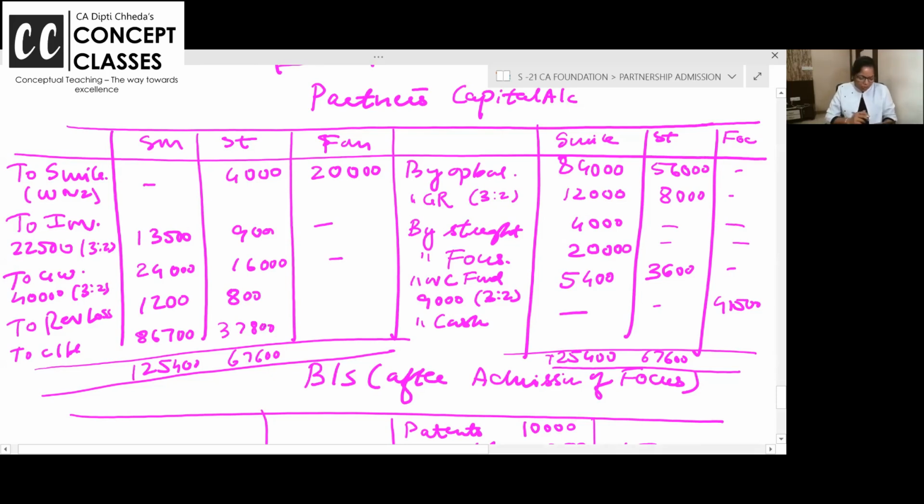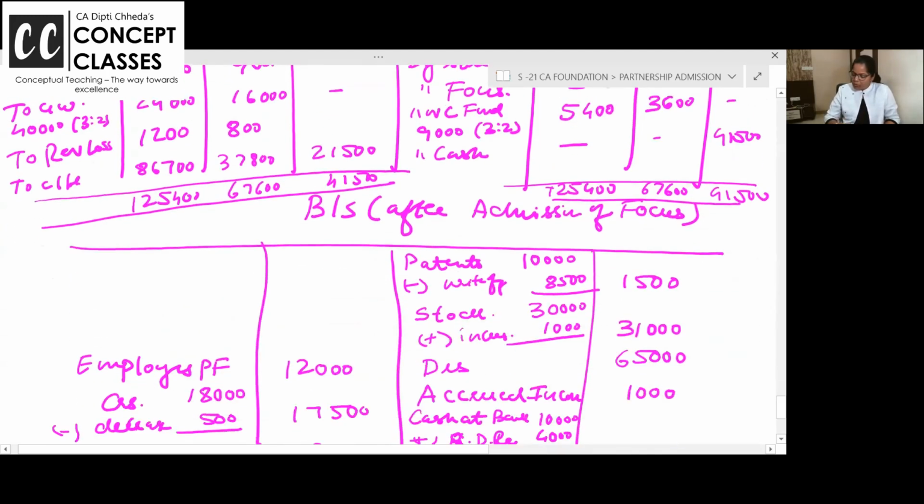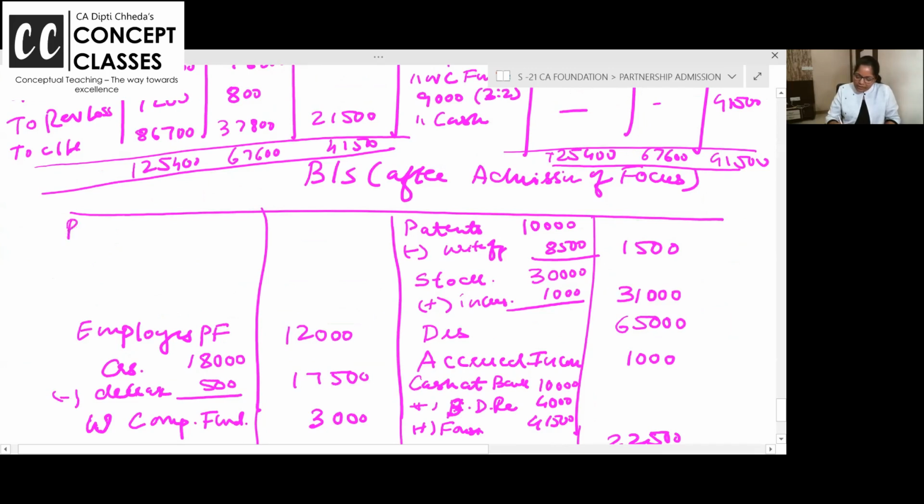अभी थोड़ा speed बढ़ाओ. Exam is nearby और काफी chapters हमने कर लिए हैं. 41,500 minus 20,000. So 21,500. Now bring it to the balance sheet. Partners capital account.